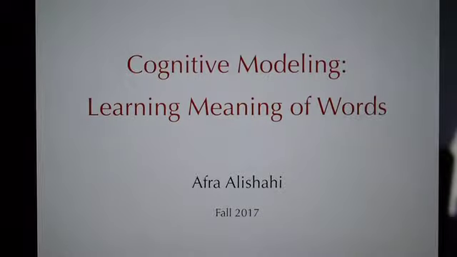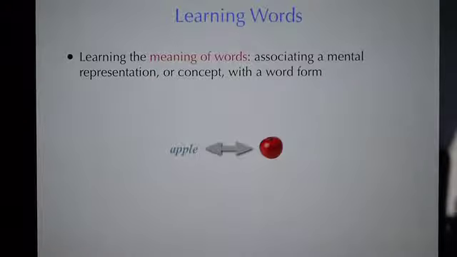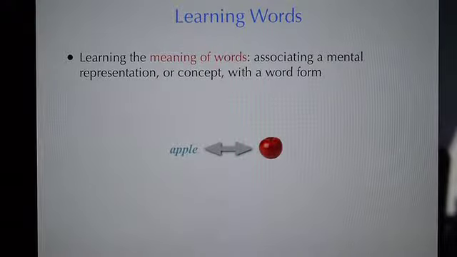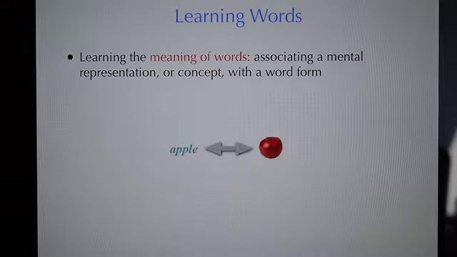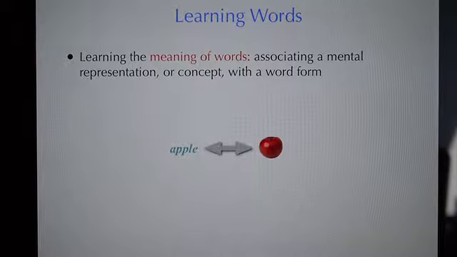Hello, this is the second lecture in this section, Cognitive Models of Language, and in this lecture we are going to look at learning the meanings of individual words. When I talk about learning the meaning of words, I'm talking about something as simple as learning to say apple for an English-speaking child when they want to refer to this red, round, juicy fruit.